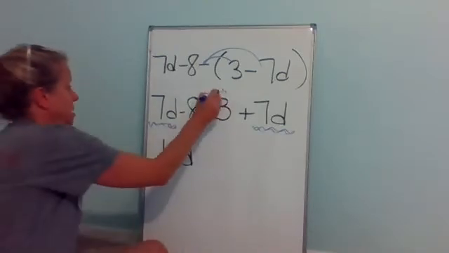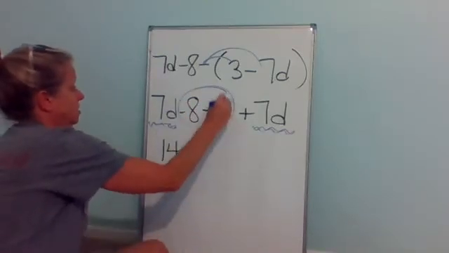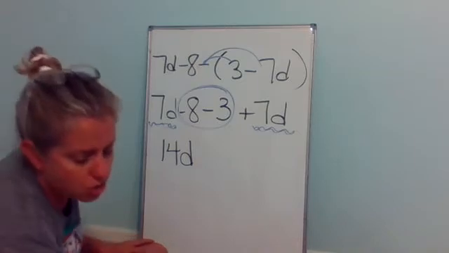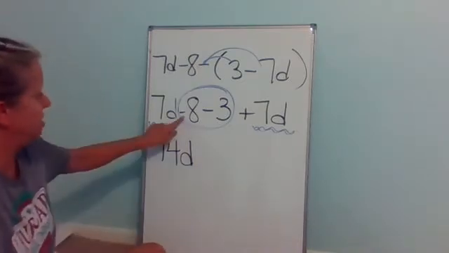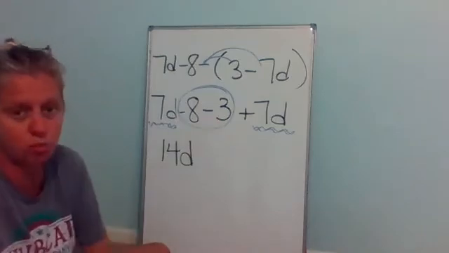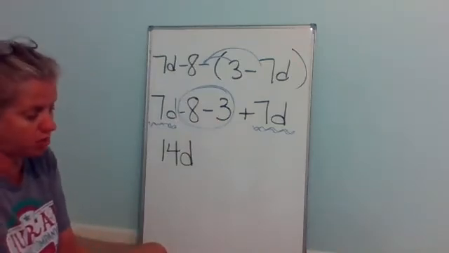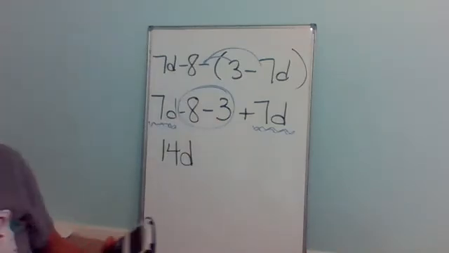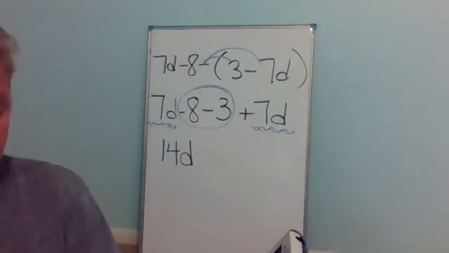I also noticed, what about these? I can also put those together, right? I've got negative 8 here, and then subtract 3 more. So if you're uncomfortable with that, what can you do? You can do negative 8 minus 3 in your calculator.